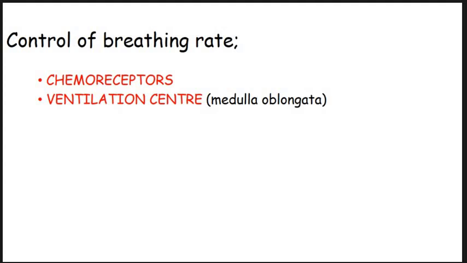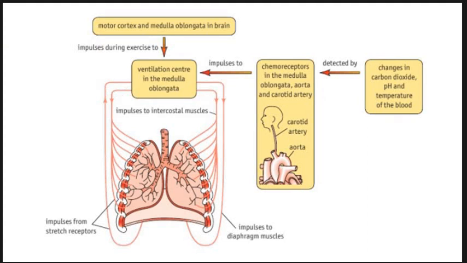So when you start moving about and you start running or whatever you're doing, the fact that you are physically moving your limbs around will send information to the brain to let the brain know it's time to get the breathing rate up. Now, I have a diagram on the handout. There is a handout that goes with the PowerPoint on the VLE that you can annotate. And here you have this diagram. So we'll start with this side first. Changes in carbon dioxide, pH and temperature of the blood.